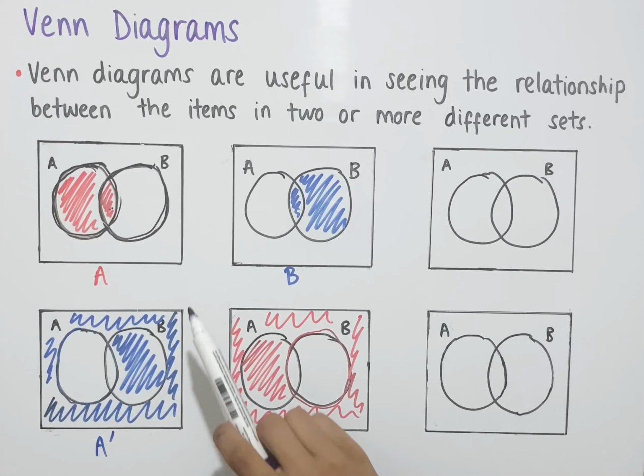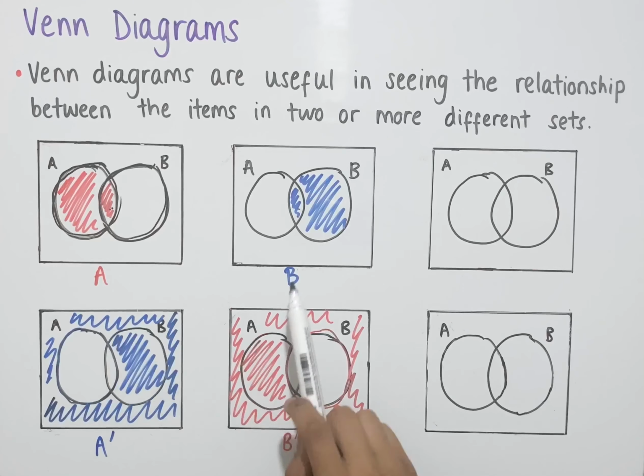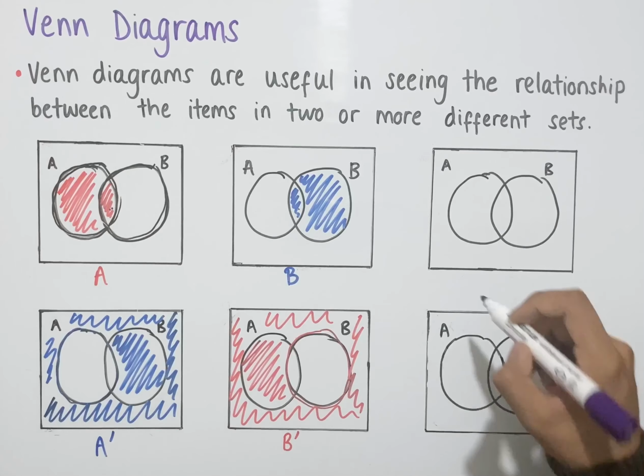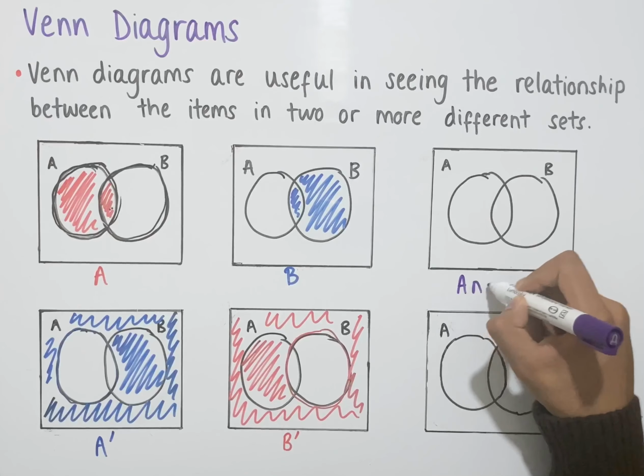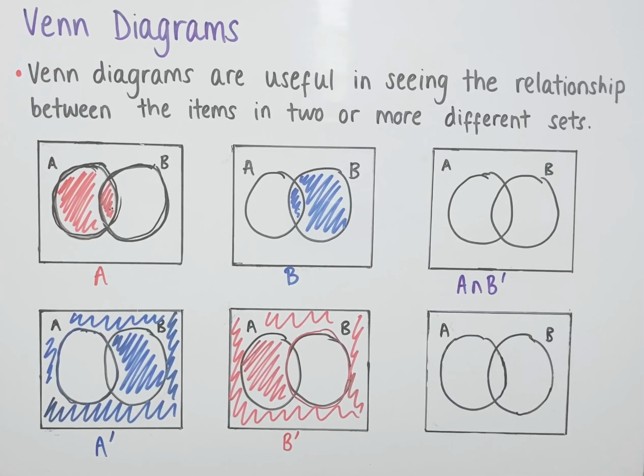We could also have any combination of A, B, A complement and B complement with union and intersection when shading in Venn diagrams. So for instance, if we look at A intersect B complement, then we need to look at all of the regions that are common in both A and B complement.